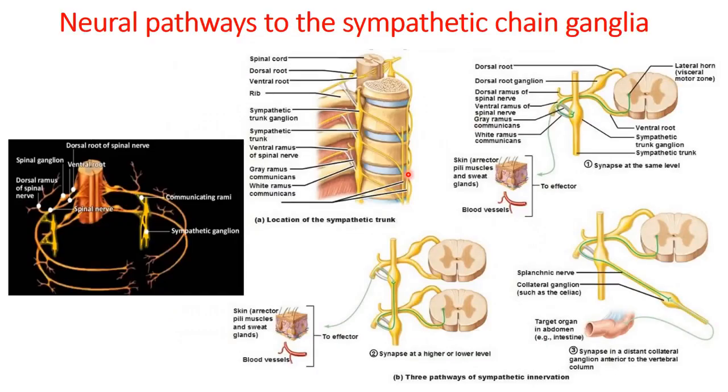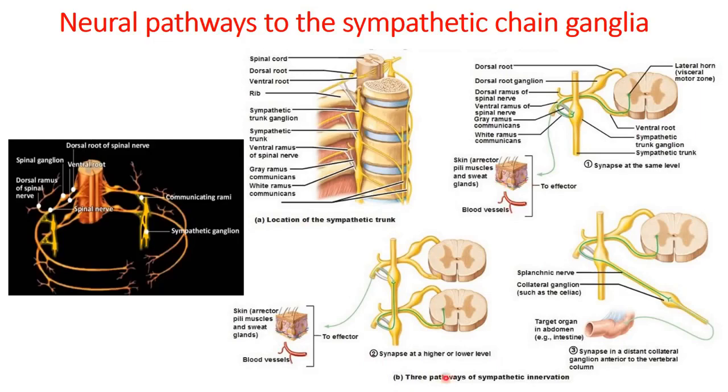You can see this is the spinal cord. Here you have the dorsal root and ventral root. They form the spinal nerve and they form the dorsal ramus and ventral ramus. The sympathetic preganglionic fibers travel through the ventral root and come to the ganglia. Here you can see the sympathetic ganglia, interconnected by the sympathetic trunk. As soon as they come to the ganglia, they synapse at the same level, and the postganglionic fibers emerge at the same level and innervate the skin and the blood vessels.